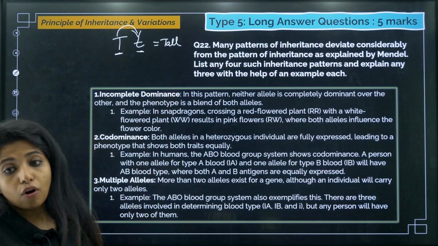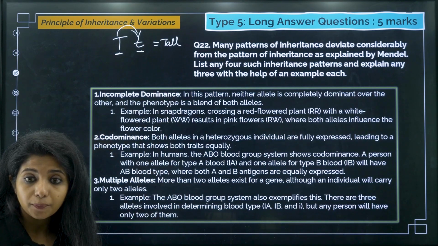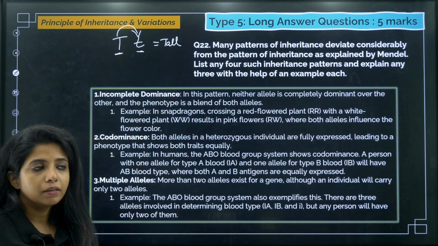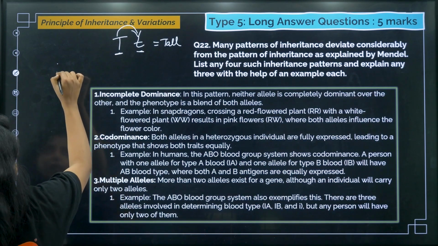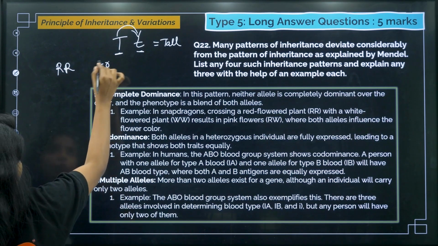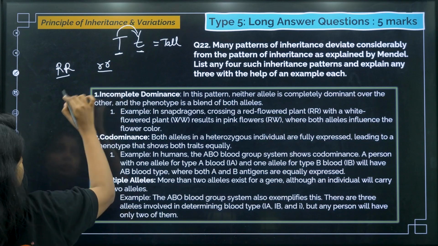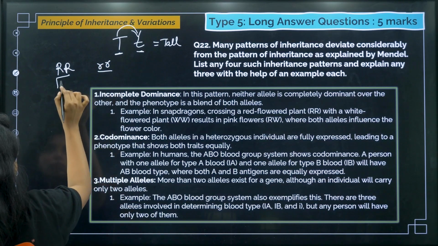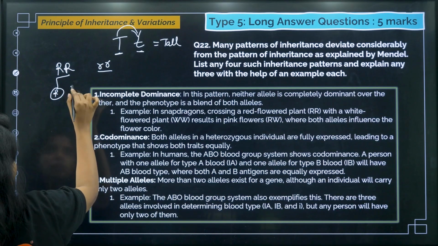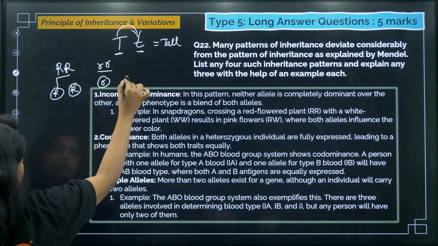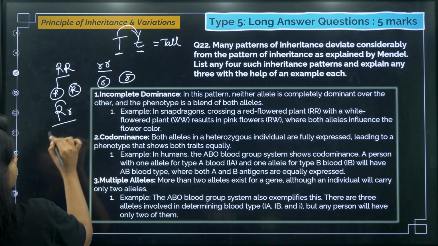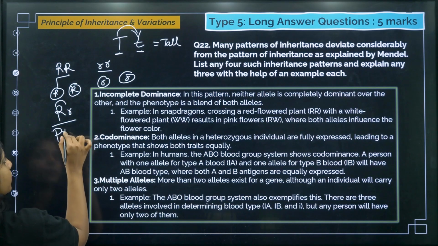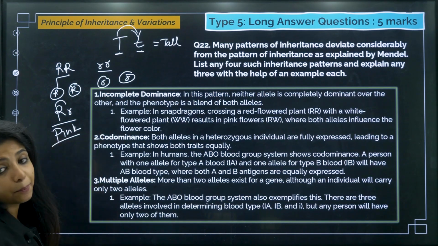But in the case of Snapdragon, what was seen is that, I told you already, right? We had capital R, small r. So this was red, this was white. But when the progenies were made, what happened when I crossed them? All of them were capital R, small r, and rather than being red, they were pink. That means it was incompletely dominant.